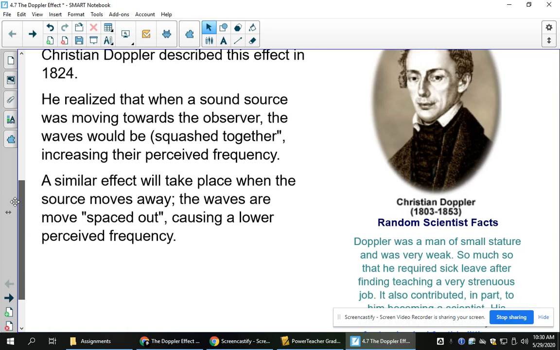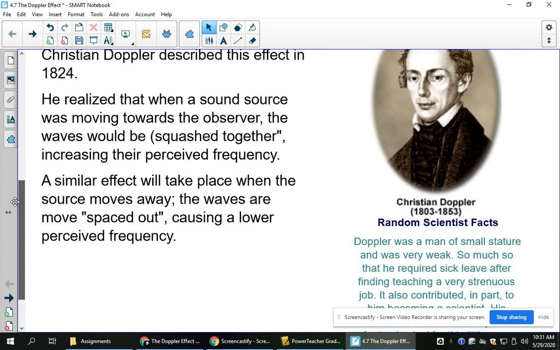A similar effect will take place when the source moves away, so the waves are more spaced out. They're kind of lagging behind and spacing out, which would cause a lower perceived frequency. The true frequency is not going to change. If you were doing photo radar on this car and it wasn't moving towards or away from you, the frequency of waves bouncing off the car would not change. But since it's moving towards or away from you, those waves get squashed together or spread apart, and the frequency happens more frequently or less.